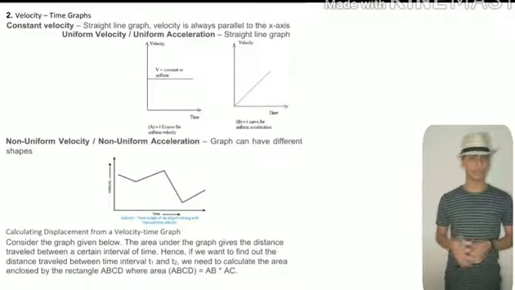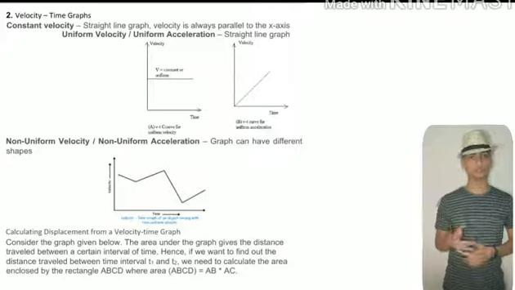Now knowing about the second type of graph, that is the velocity-time graph, first let us know about the constant velocity.